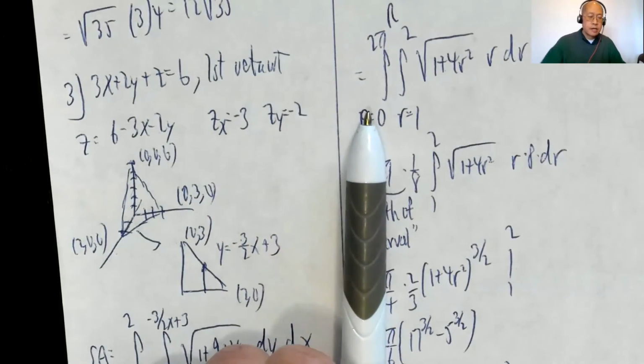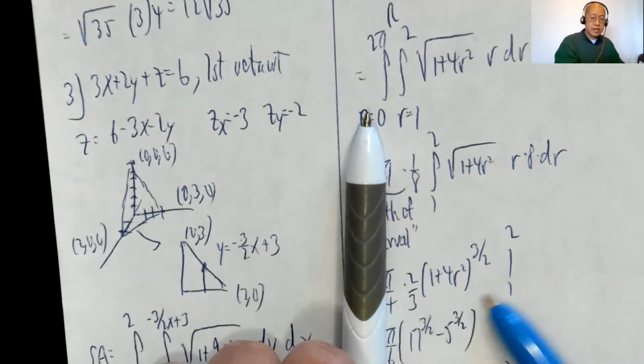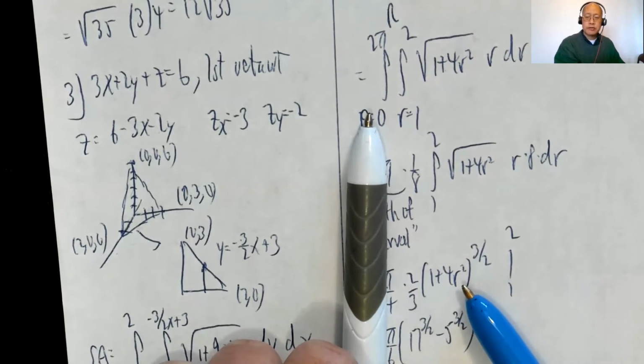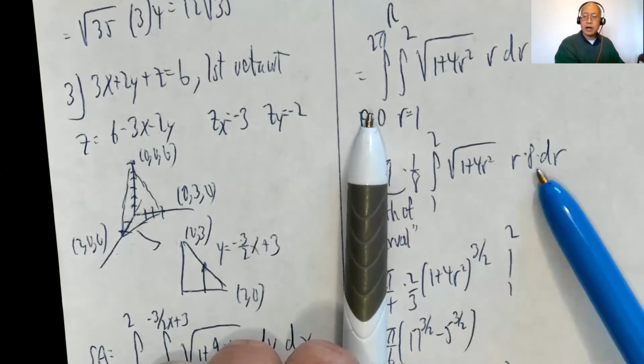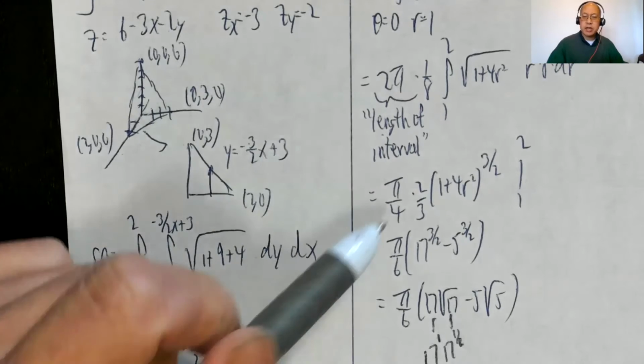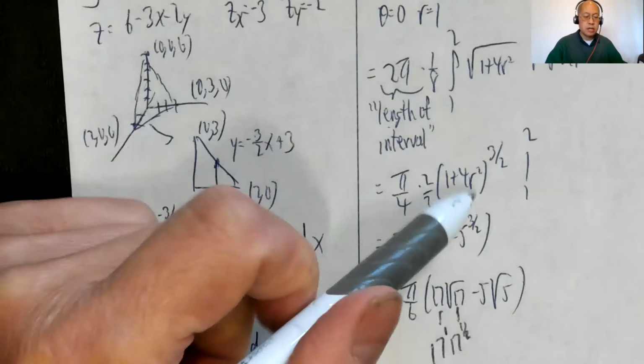Okay, a double check would show me that the derivative of this should be that, right? 3/2 times 2/3 is 1. 1 plus 4r squared to the 1/2 times 8r. There it is, perfect. All right, that comes out to be pi over 6. Plug in 2, I get 17. And if I plug in 1, I get 5. I seem to be broken up here. So pi over 6, 17 radical 17 minus 5 radical 5 is what I have.